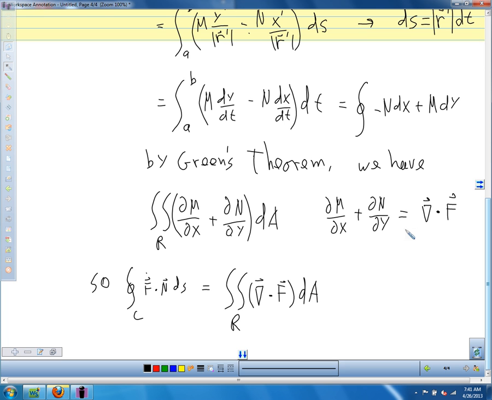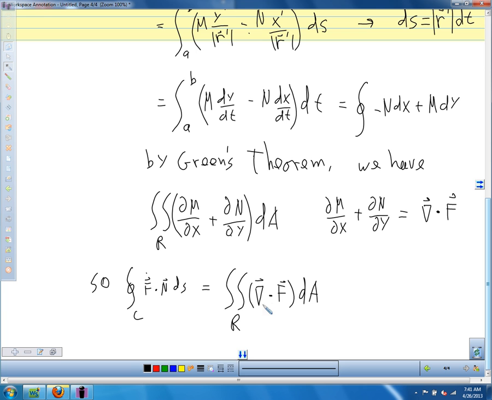So the line integral of the normal component of f around C is equal to the sum of the divergence of f over the region. So the divergence is telling us the tendency of the field to cause an outward flow in our region. So we're summing the outward normal component of f, and that is equal to the sum of the divergence of f over our region. The divergence is telling us the tendency of this field to cause an outward flow on the boundary.